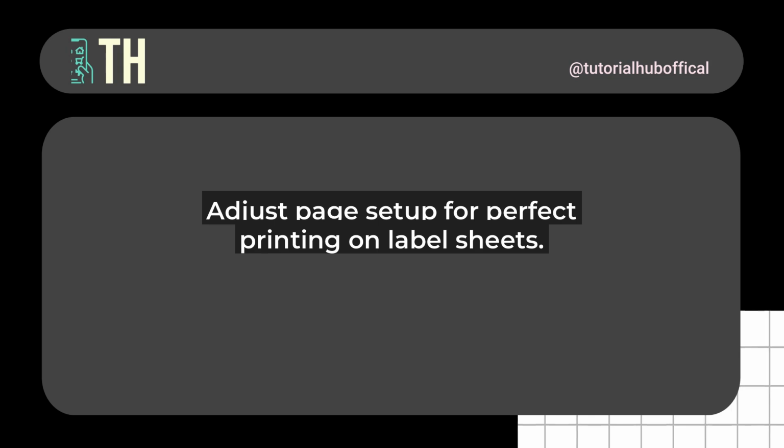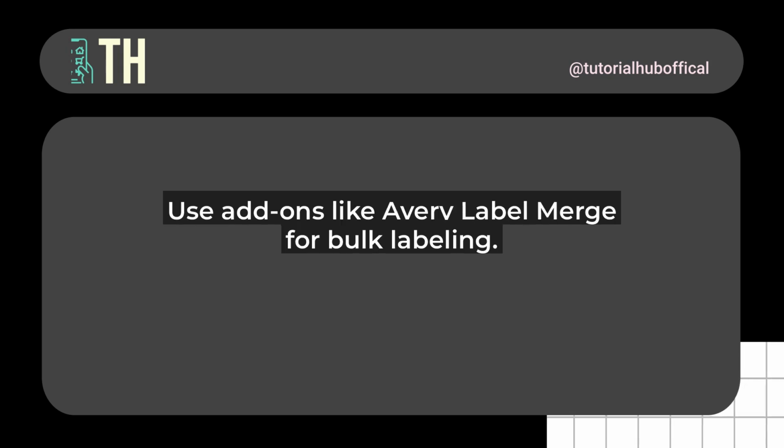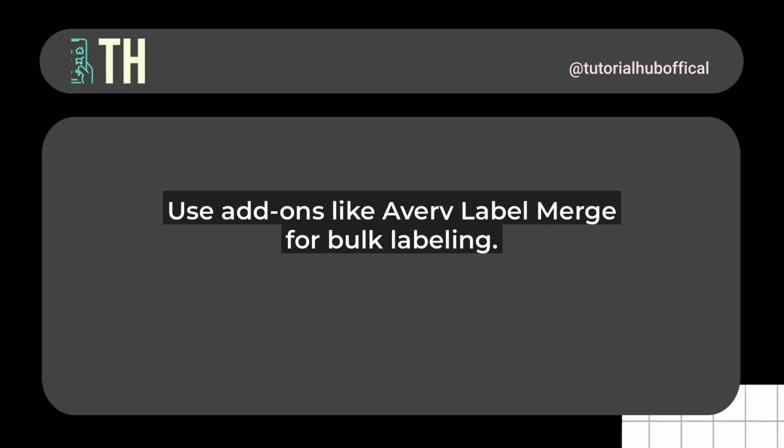One handy tip for 2025, Google Docs now integrates better with add-ons. Go to Add-ons in the menu. Search for Avery Label Merge or similar tools, and install it to merge data from a spreadsheet for bulk labeling. This saves tons of time.